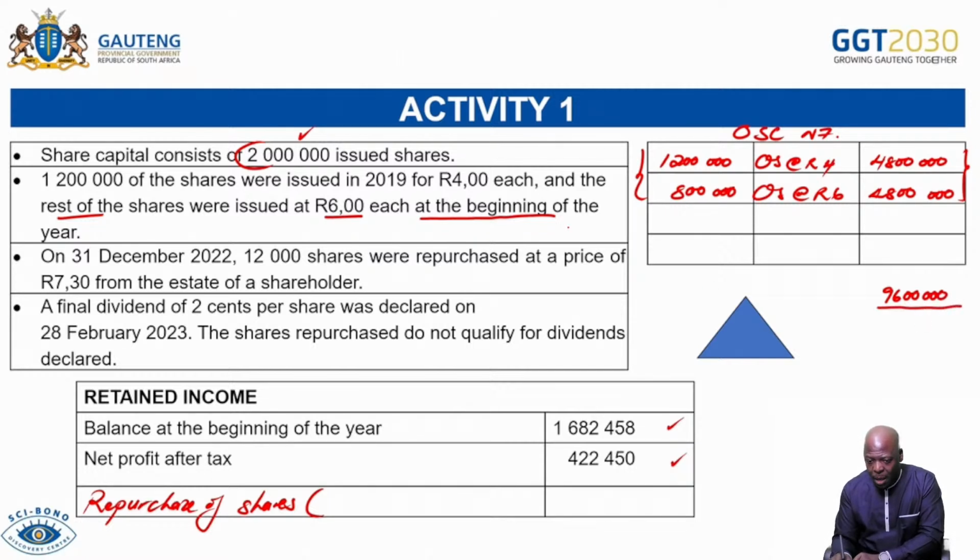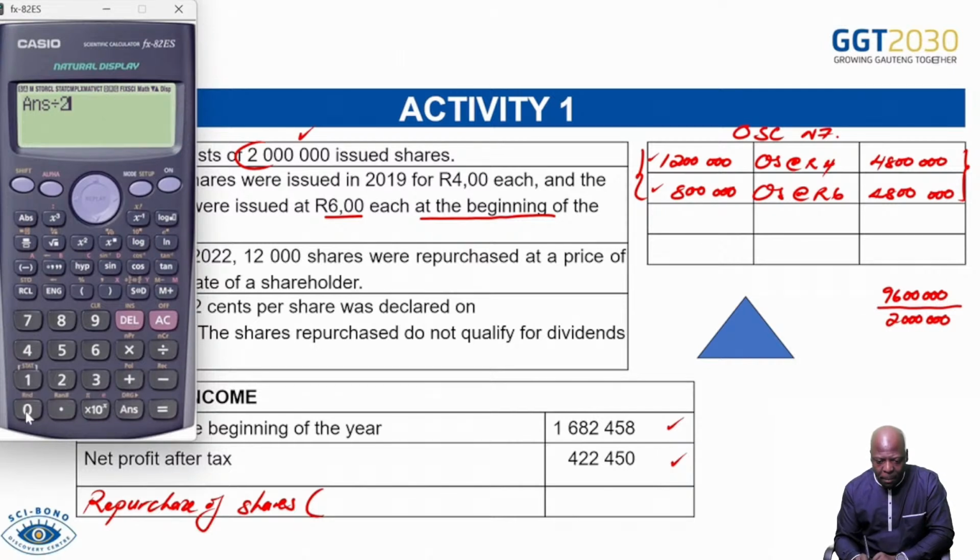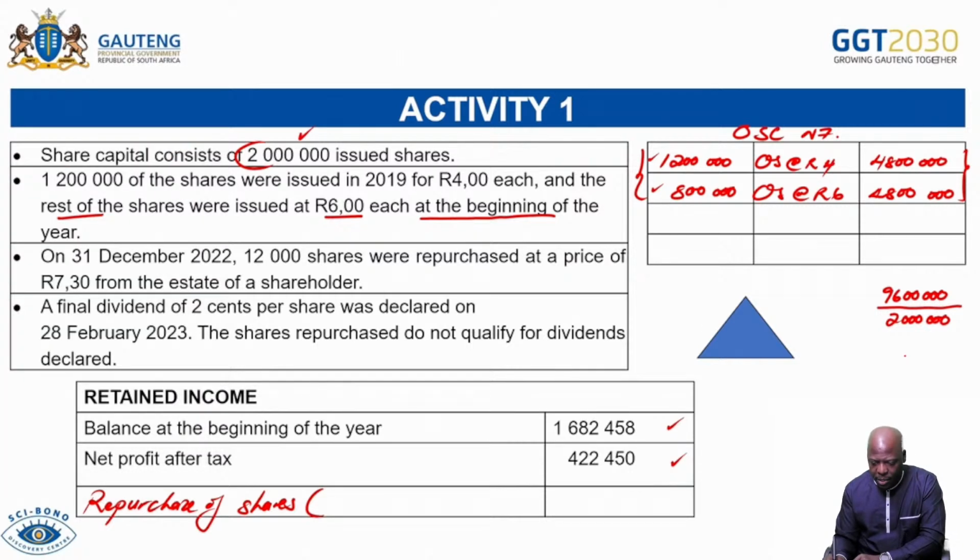I divide that by my shares in issue, which is the 1.2 million and the 800,000, that gives me 2 million. So 9.6 divided by 2 million is going to give me 4.80. That is my average price. So I come to this side of the triangle, where I say ordinary share capital, that is my average price, and that is 4.80.